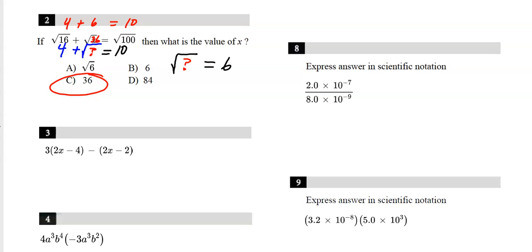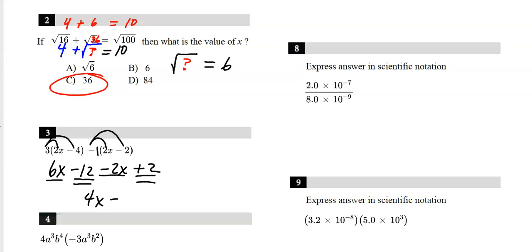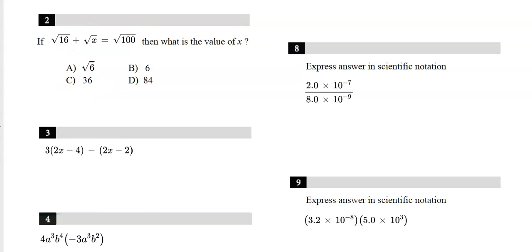Number 3, this is just combine like terms, simplify. So I distribute 6x, negative 12. Remember that minus is a negative 1. So I get a negative 2x. Then I get a positive 2. Gather up my like terms. I have 4 x's. Negative 12, positive 2, that's negative 10. All right, moving right along to number 4.